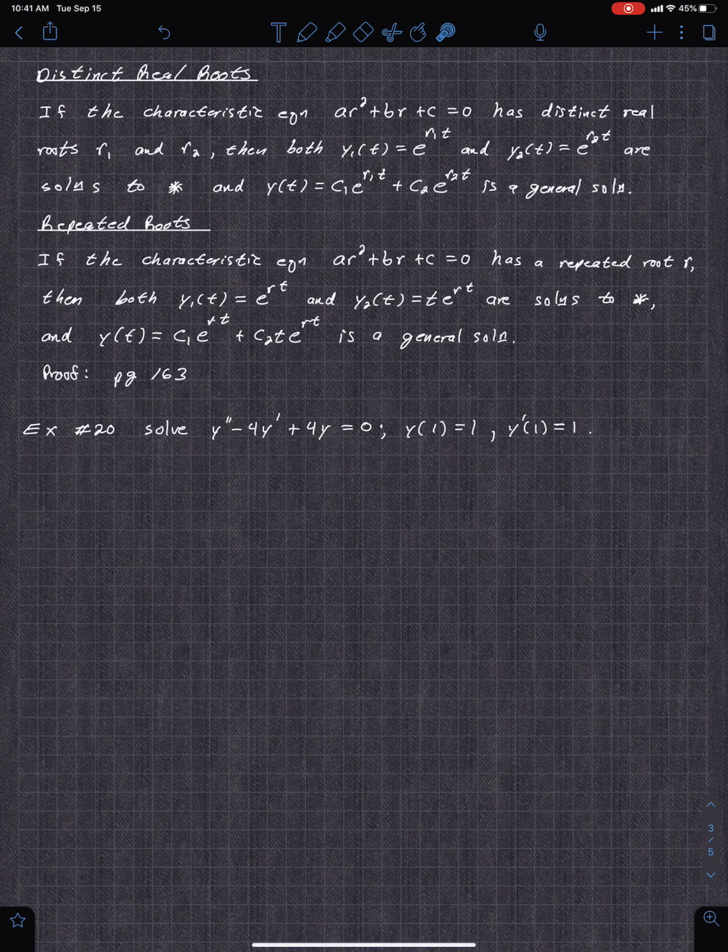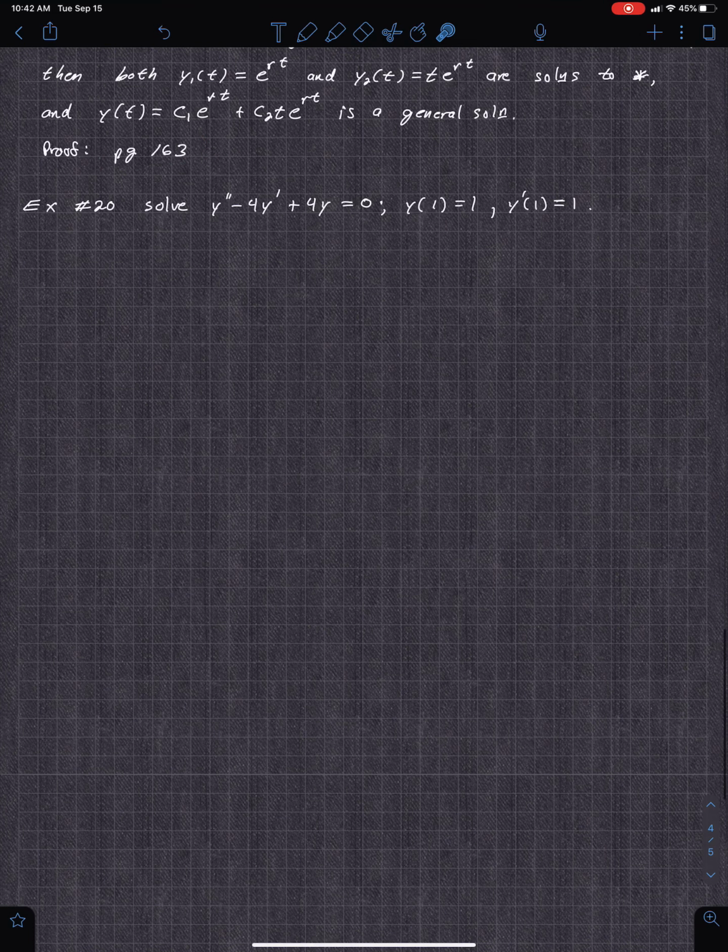For repeated roots, like when you factor and get (x minus 5) squared, that's what this one says. If the characteristic equation has a repeated root, then y1 equals e to the rt and y2 equals t e to the rt are also solutions, and their combination is a general solution. You can look at it, but I'm not going to go through that proof. We can get bogged down in all this stuff. Let's look at an example. Let's look at number 20 from the book.